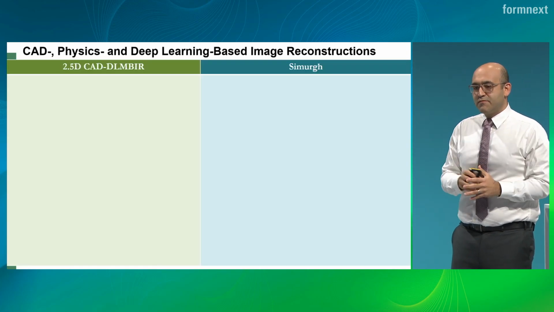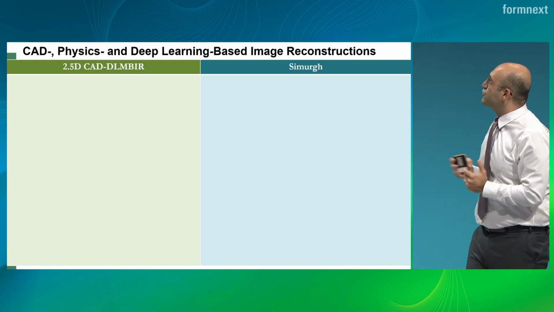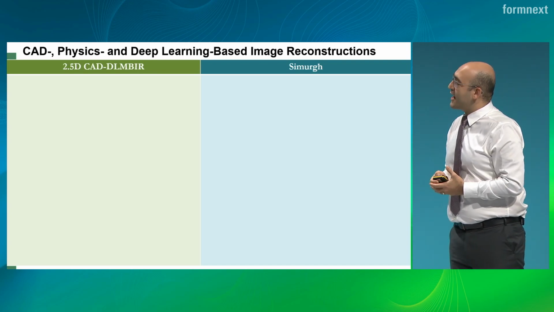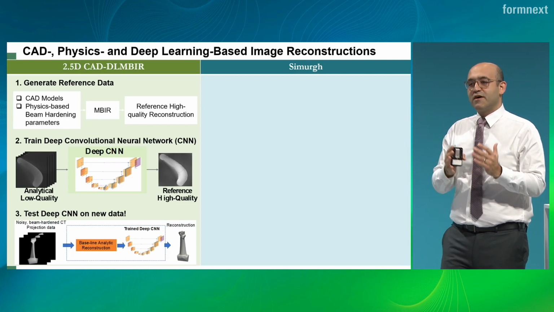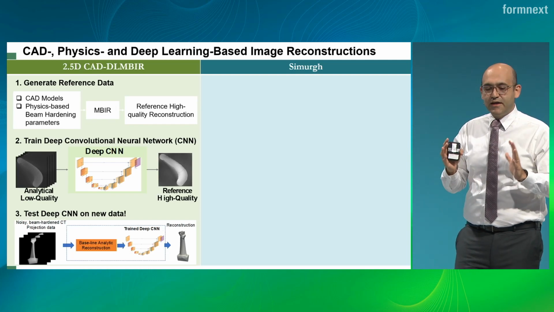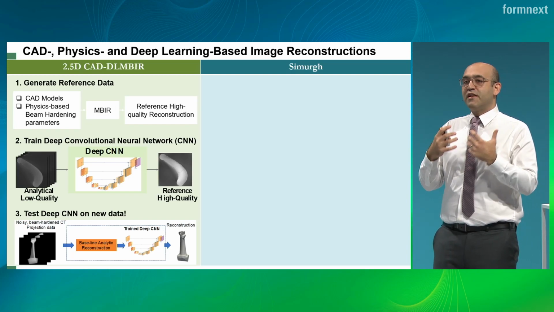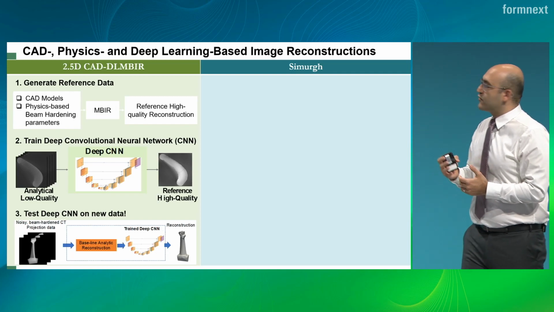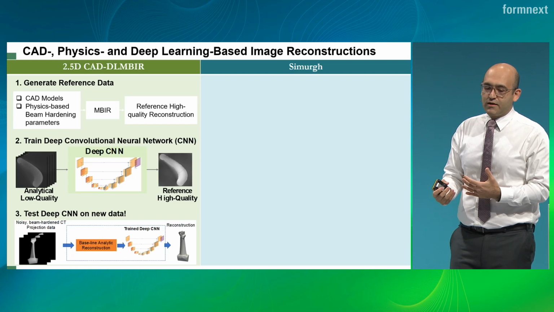So just a small touch on the method. I won't go through the details, but we have under the hood 2 different frameworks that we are using. One of them we call 2.5D CAD DLM-BIR. This is, in a nutshell, a supervised deep learning approach. The key idea here is that because in additive manufacturing we have the CAD model of the part, we leverage that to produce very high quality ground truths and train the neural network to remove the artifacts from low quality data and produce high quality data.